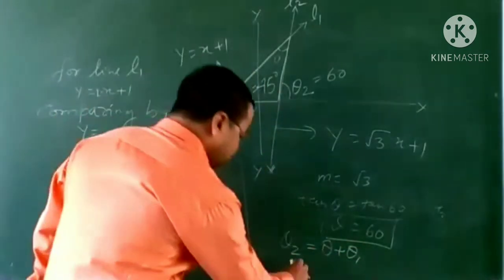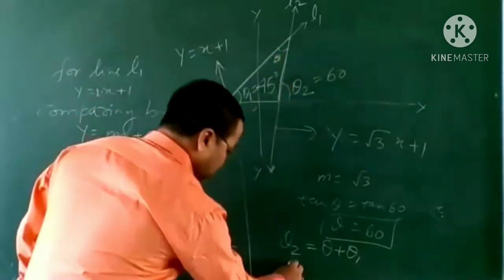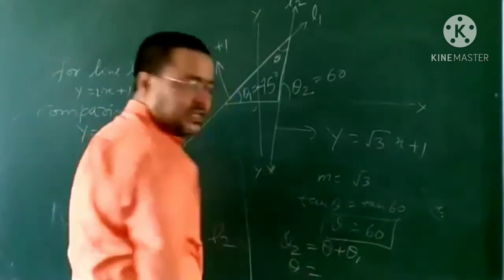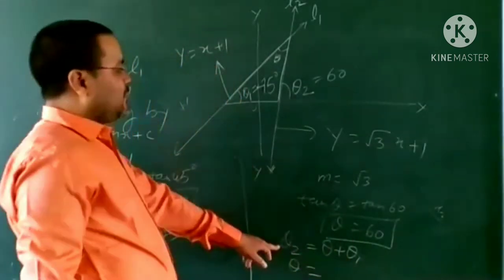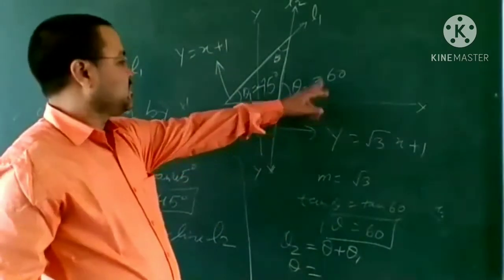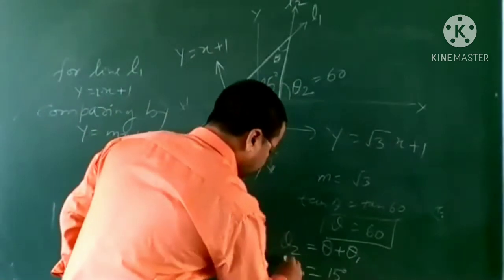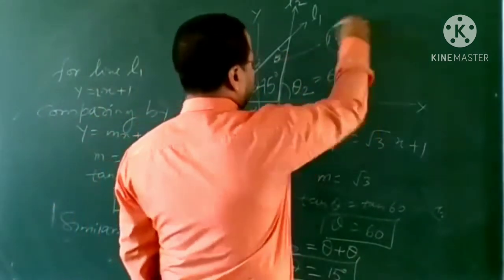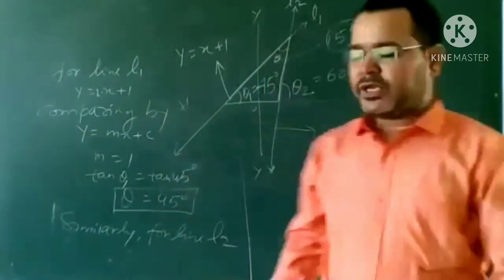Then we want to find theta, then theta is equal to theta 2 minus theta 1. And what is theta 2? That is 60 minus 45, and 60 minus 45 will be 15. It means the value of this theta is equal to what? 15 degree. And this is the answer of the question number 9. Like this way you have to solve.